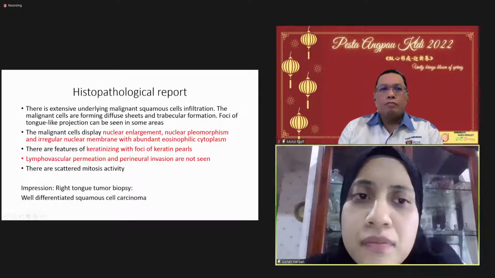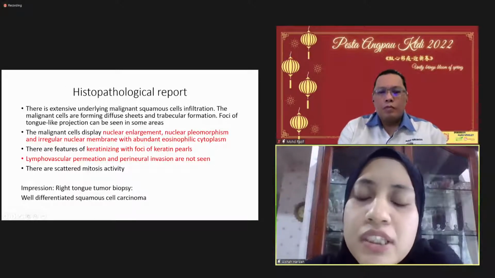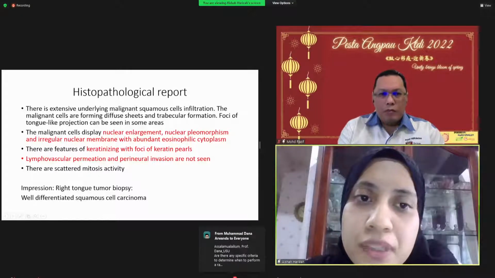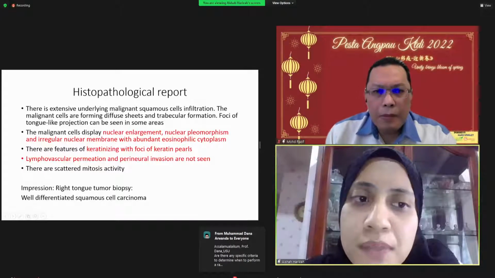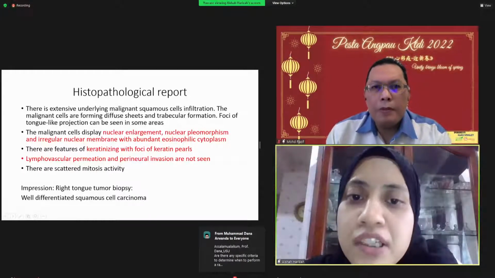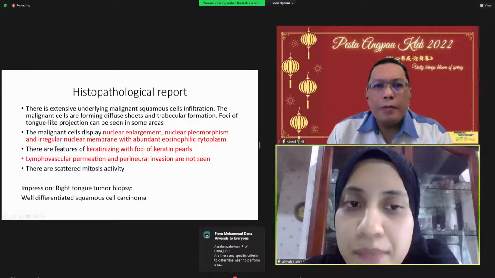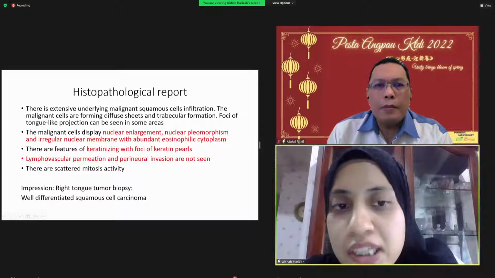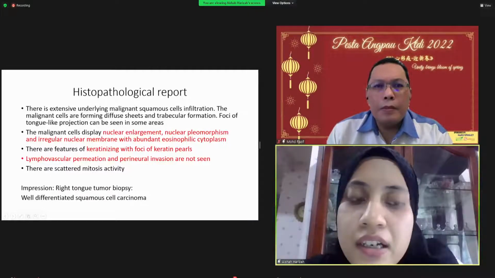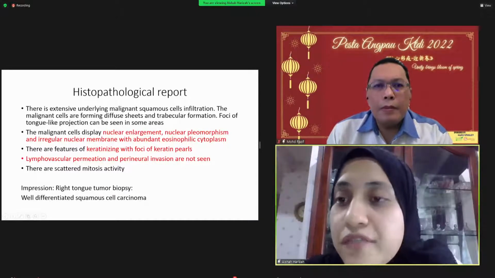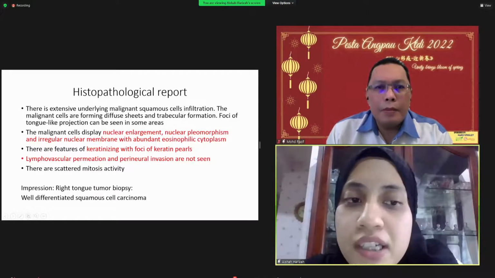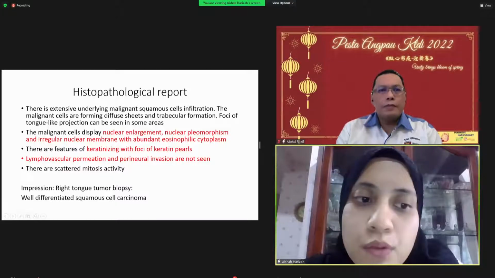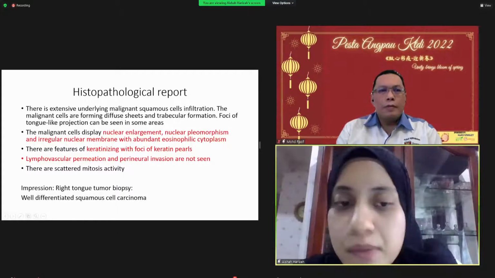So when the patient went to the private ENT center, a biopsy was already performed, and the histopathological report showed malignant cells displaying nuclear enlargement, nuclear pleomorphism, and irregular nuclear membrane with abundant eosinophilic cytoplasm. There are pictures of keratinizing with pockets of keratin pearls, and there is no lymphovascular or perineural invasion seen. And also there is scattered mitotic activity. So the impression was given as a well-differentiated squamous carcinoma.